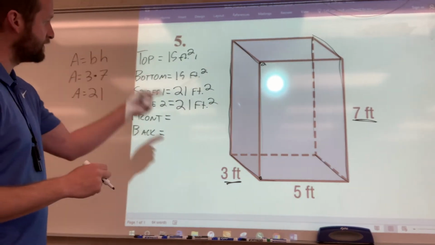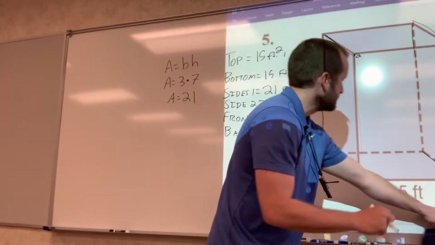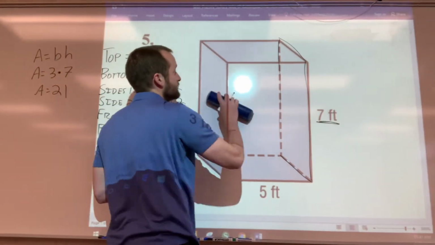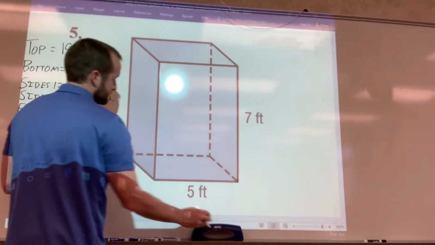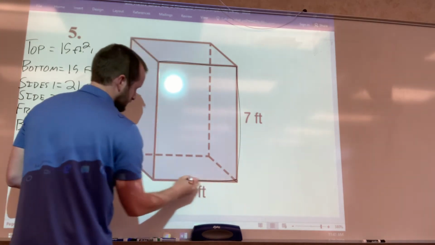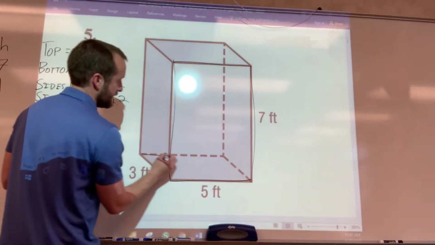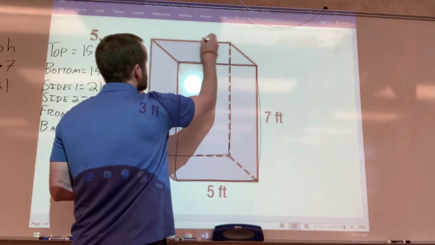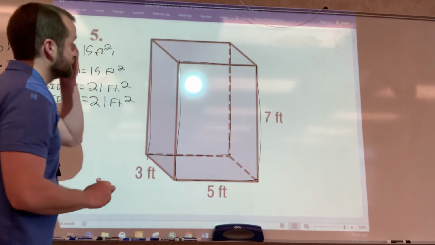We just need to find the front and the back. Okay, so let's mark those really quick. Let me do some erasing. All right, so my front right here, we can see it. I'll outline it really quick. Here's my front and here's my back, right? Same shape, same size, just one's in the front, one's in the back.